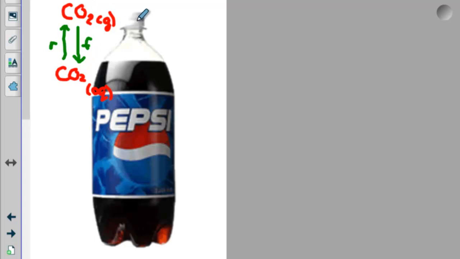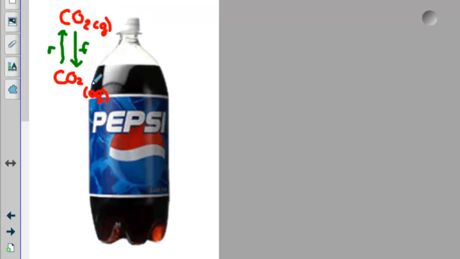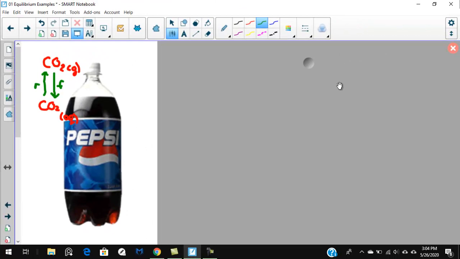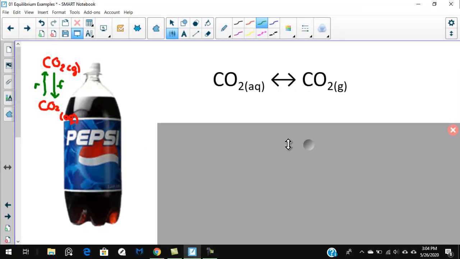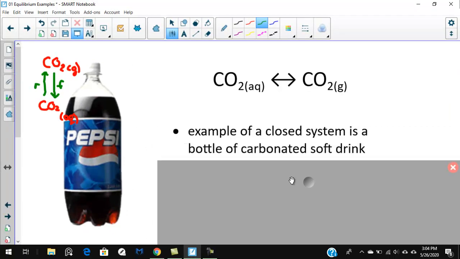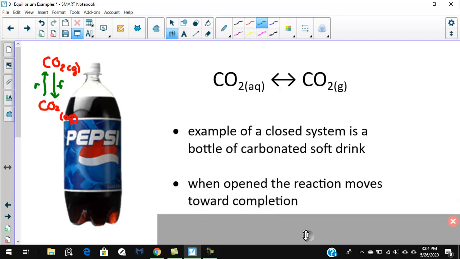But as long as it stays closed and we don't change its temperature and we don't shake it up, there's this balance point between the CO2 gas and the CO2 aqueous. Okay? So that balance is normally there as long as it's a closed system, as long as the bottle is closed. But when you open it, now this reaction changes. Instead of having a reaction that's going backwards and forwards, we have this reaction that's only going in one direction. We have just aqueous CO2 turning back into gas.